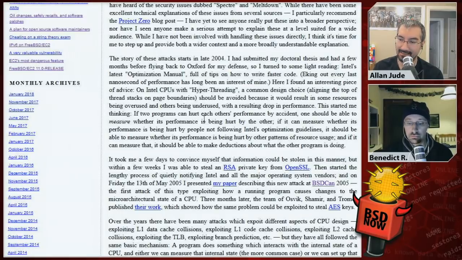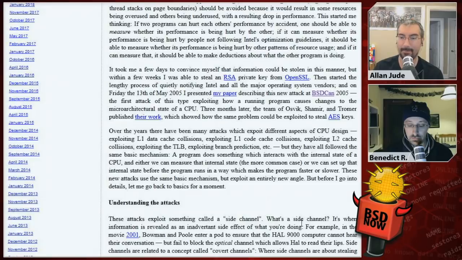And so it begins. Colin says it took him a few days to convince himself that information could be stolen in this manner, but within a few weeks, he had been able to steal an RSA private key from OpenSSL from a different process. Then started the lengthy process of quietly notifying Intel and all the major operating system vendors.